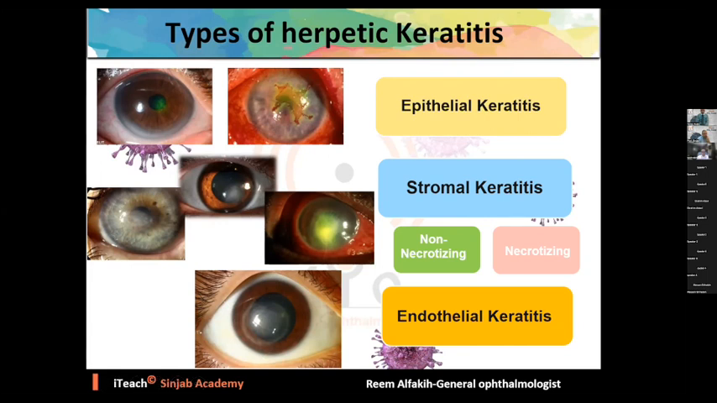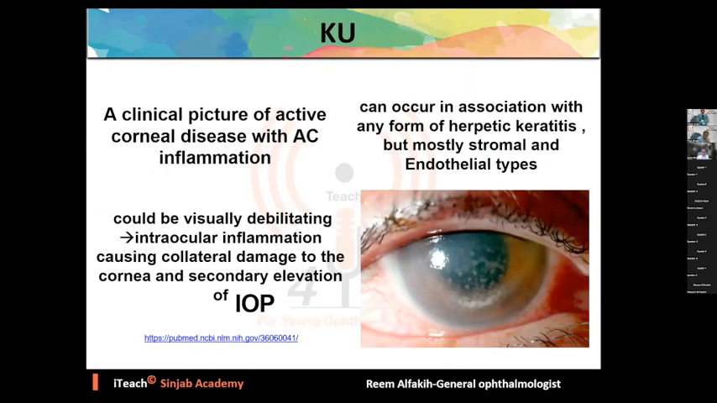Yes. Okay. Any layer of the cornea can be involved: epithelium in the form of dendritic or geographical ulcer, stromal keratitis in its two forms, necrotizing and non-necrotizing, according to the above epithelium involvement, and endothelial keratitis. Both stromal and endothelial keratitis are the main types that are involved with the complications. Keratouveitis is a clinical picture of active corneal disease with anterior chamber inflammation. It can occur in association with any form of herpetic keratitis, mostly with stromal and endothelial types, as we mentioned.